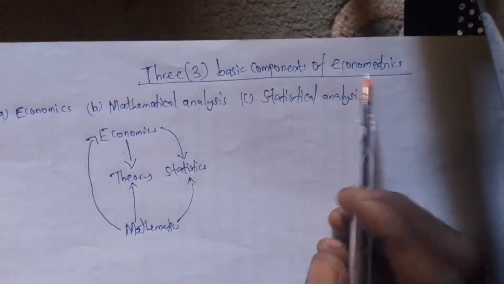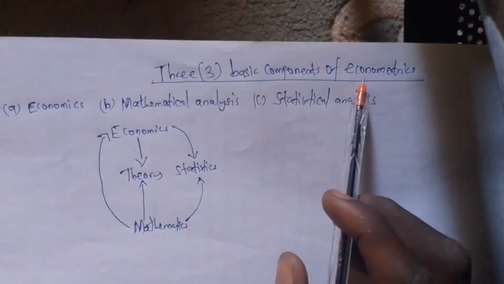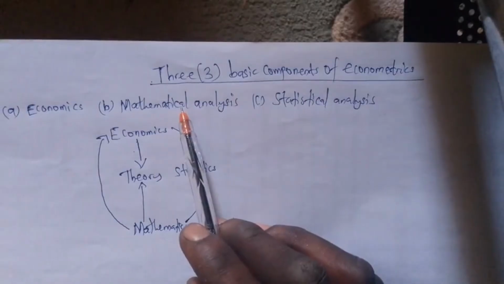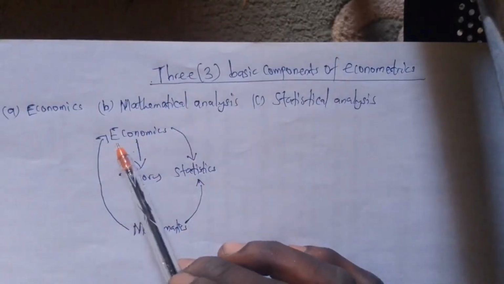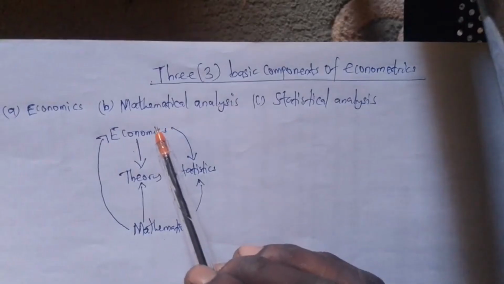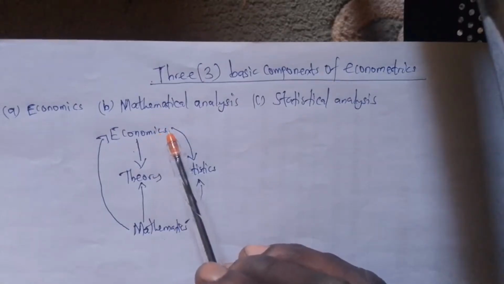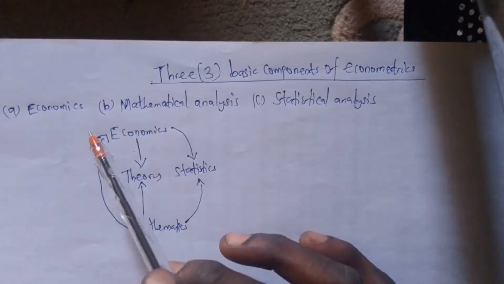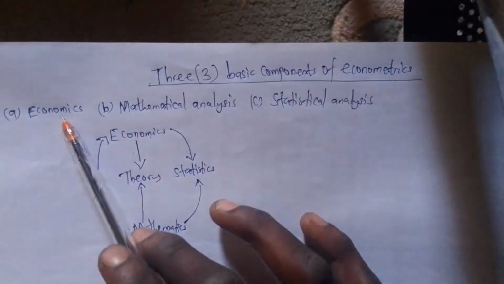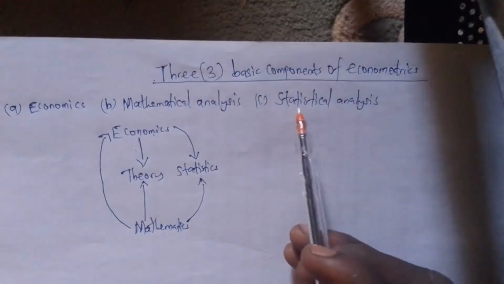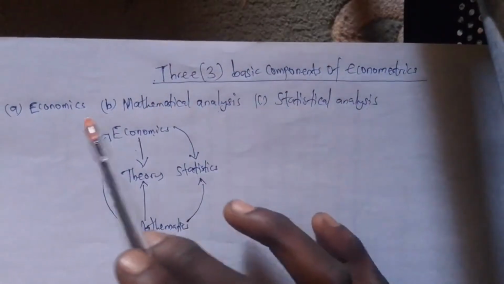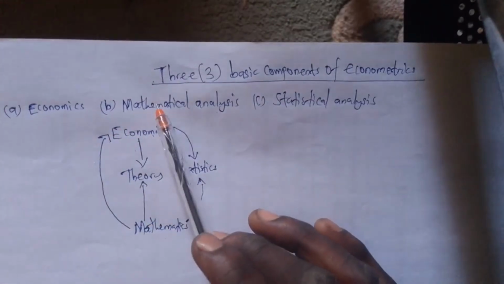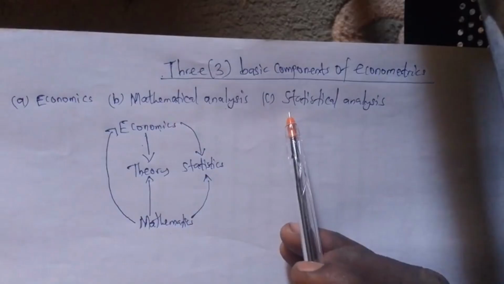Three basic components of econometrics. Econometrics has three major components. Econometrics has only three building blocks. That is why it looks complex, but it's actually very simple once you see them. We have economics, mathematical analysis, and statistical analysis. These are the three basic building blocks of econometrics: economics, mathematical analysis, and statistical analysis.